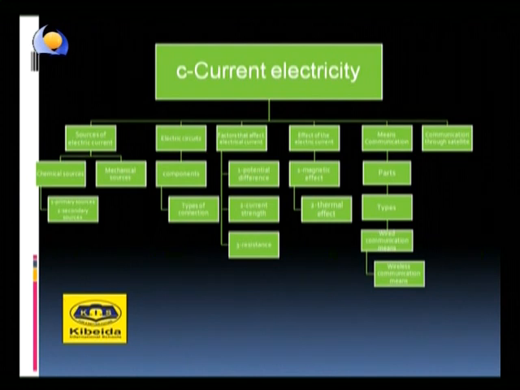Then means of communication, what we mean by means of communication, parts of means of communication, three parts of these means, and types. We have two types, wired communication means and wireless. Wired communication works using wires, and wireless using electromagnetic waves.